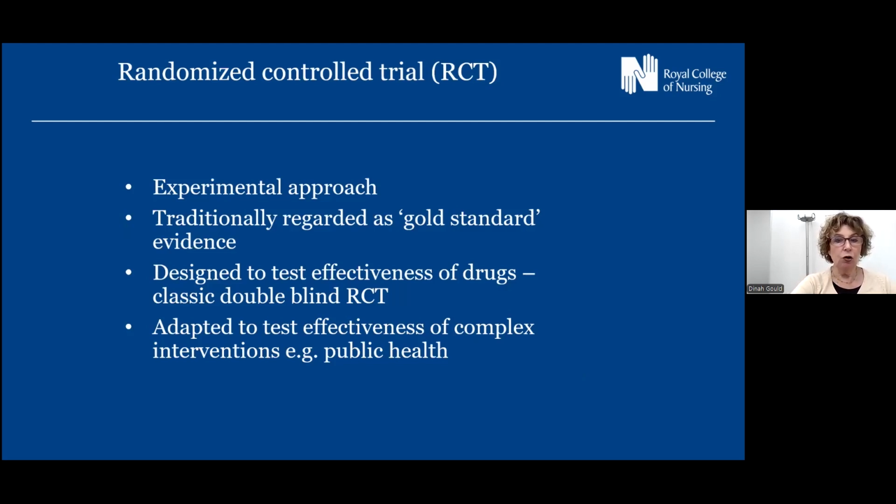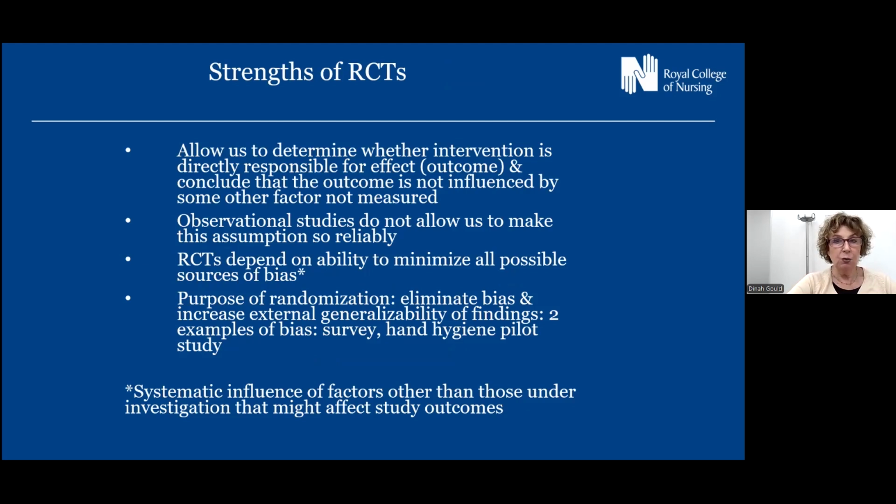So randomized controlled trials are an example of an experimental approach. Traditionally, they're regarded as the gold standard evidence in research, and they're designed to test the effectiveness of drugs originally. And that is where the classic double-blind randomized control comes in. And randomized controlled trials from the world of pharmacology have been adapted to test the effectiveness of public health interventions. Infection prevention is really an example of a public health intervention. Infection prevention goes on in hospital as well as in the community, but that doesn't alter the fact that it's part of public health because it applies to a lot of people.